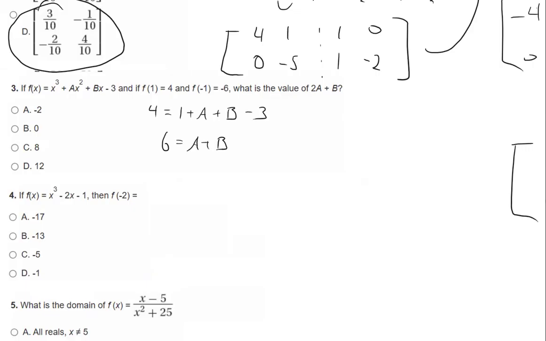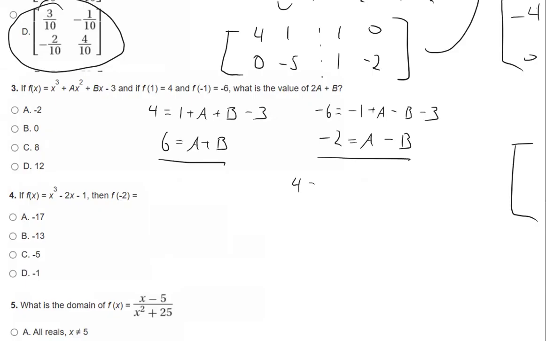And then, when we plug in the other point, we get negative 6 is equal to negative 1 cubed is negative 1. Negative 1 squared is positive 1, so it becomes plus a, and then becomes minus b minus 3. So then we can write this as, it'll be a minus 4 on the right-hand side, so we add 4, minus 2 is equal to a minus b, sorry.